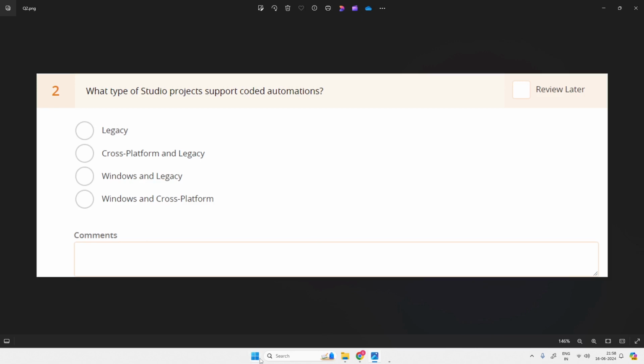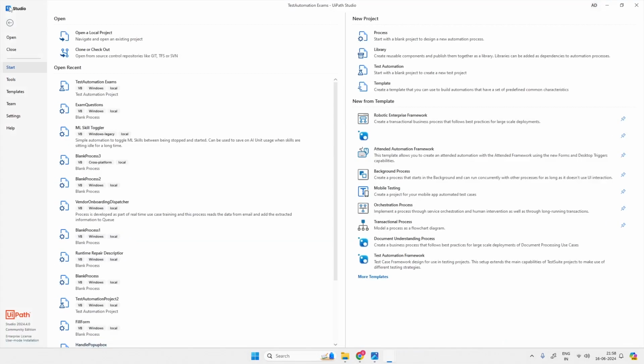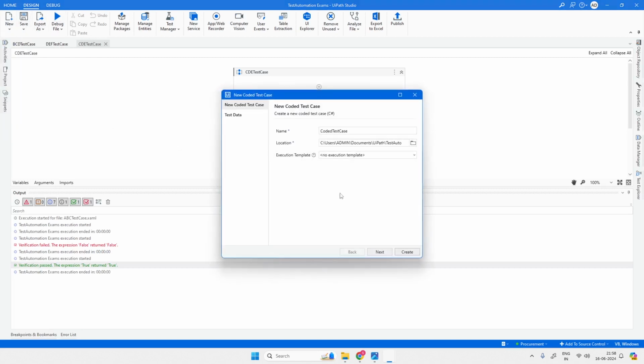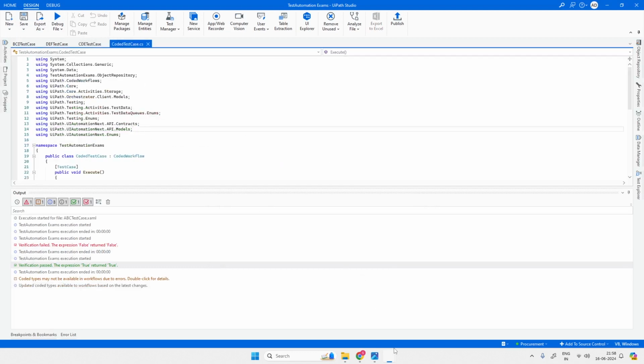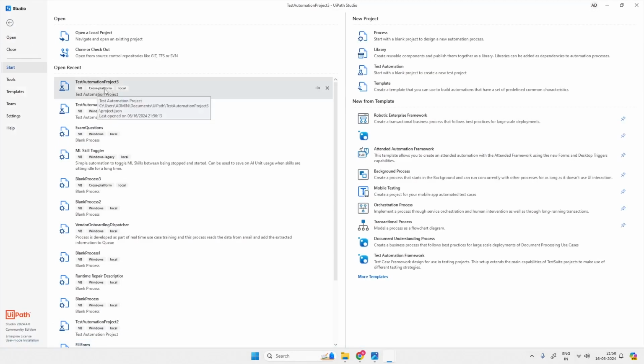I have two projects created. This is with the Windows exams, and I can create a coded automation, a coded test case. And I have one more project which I created, test automation project 3, which is for cross-platform.